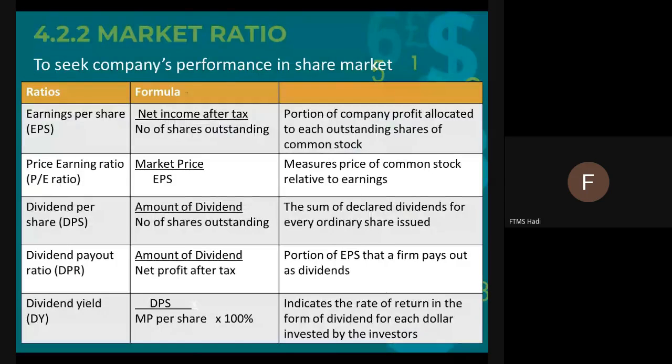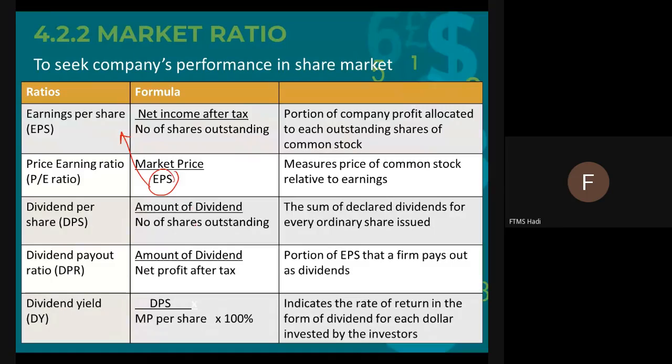Alright, as far as market ratio is concerned, this is to seek the company's performance in the share market. We have eight ratios here. Earnings per share: the formula is net income after tax, or net profit, divided by the number of shares outstanding, to measure the profit allocated to each outstanding share of common stock. The second one, price earning ratio, is market price divided by EPS. This EPS you can get from the first one. It is a measure of common stock relative to earnings.